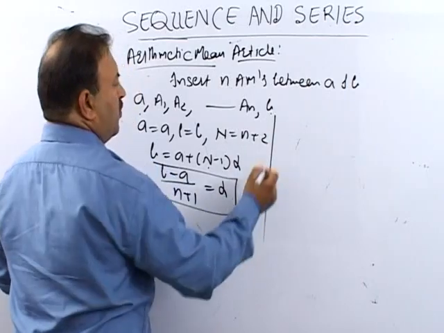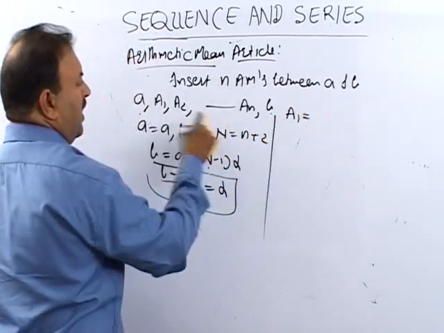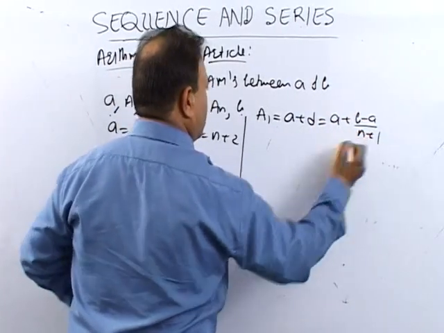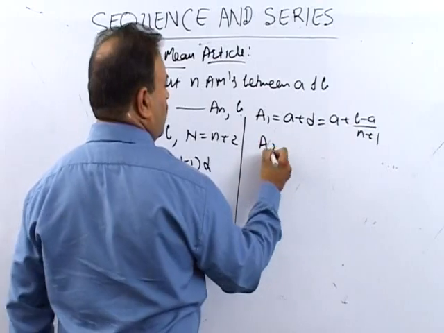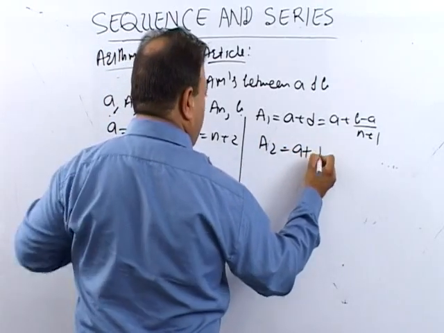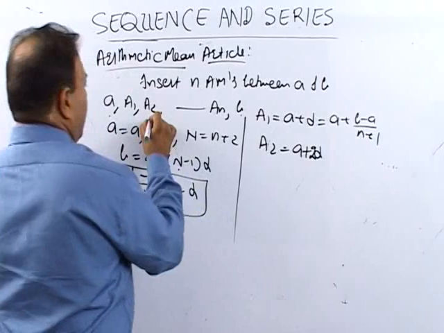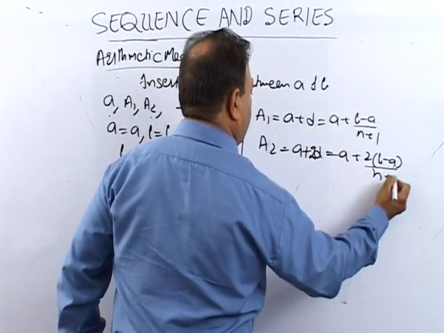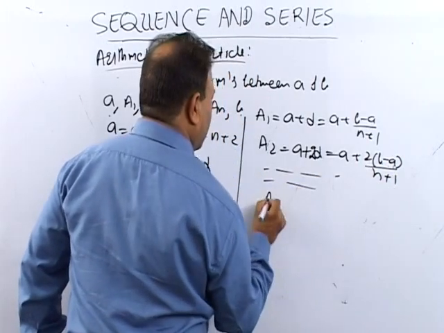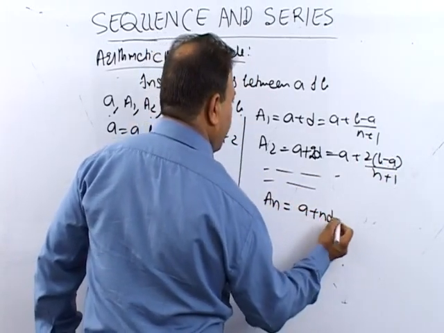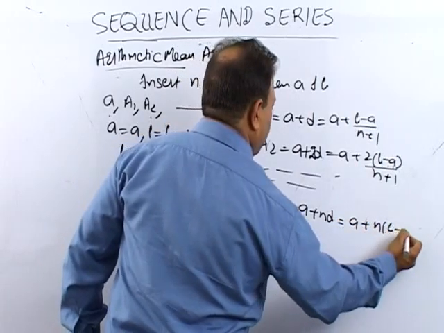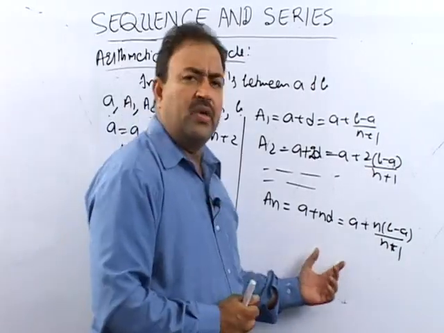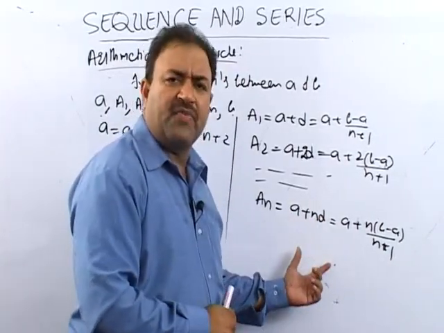Now we have to get a1. a1 is which term? It is the second term, a plus d, which is equal to a plus (b minus a) upon (n+1). Then a2 is the third term, a plus 2d, that is a plus 2 into (b minus a) upon (n+1). We can find the last mean, a plus nd, a plus n into (b minus a) upon (n+1).